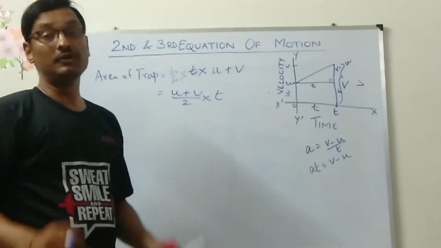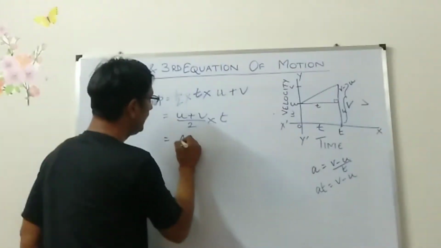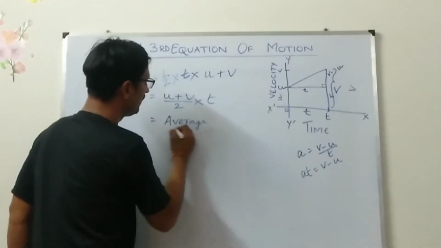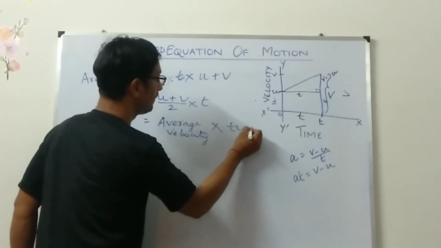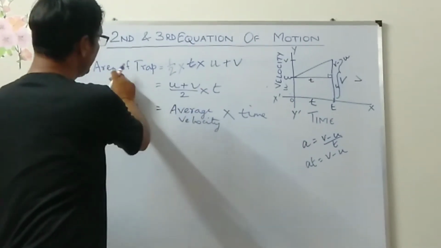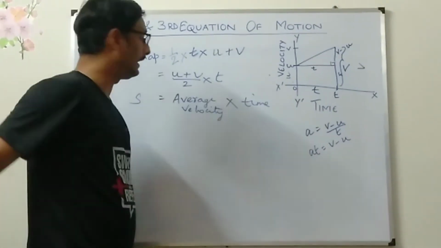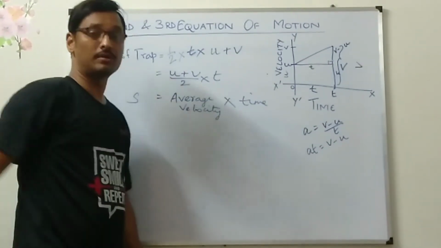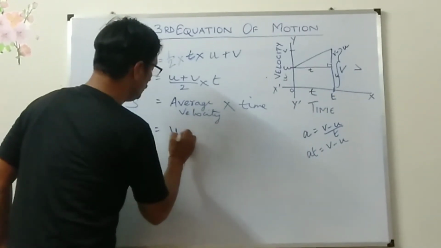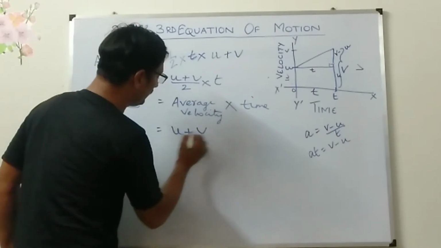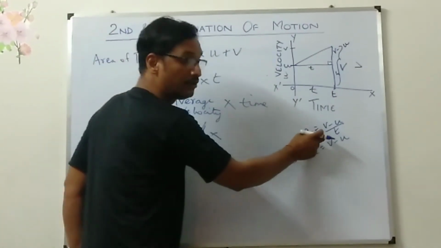What have you derived? You have derived a very new thing. This is nothing but average velocity into time. This is S. Area of trapezium is S. So S is equal to average velocity into time. This is another thing you have found out, but this is not the third equation of motion. What is average velocity? u plus v by 2.